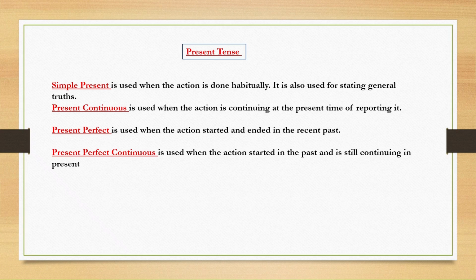Present tense. Simple present is used when the action is done habitually. It is also used for stating general truths. Present continuous is used when the action is continuing at the present time of reporting it. Present perfect is used when the action started and ended in the recent past. Present perfect continuous is used when the action started in the past and is still continuing in the present.